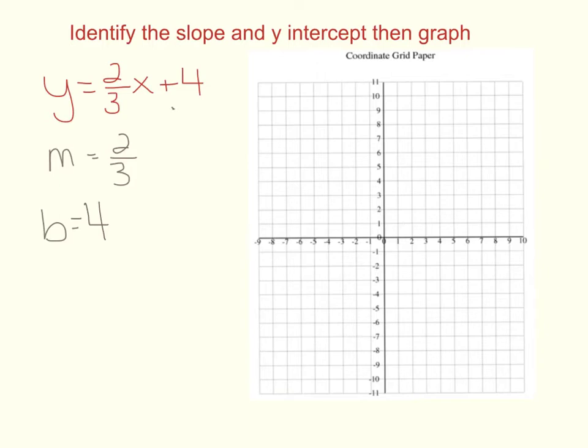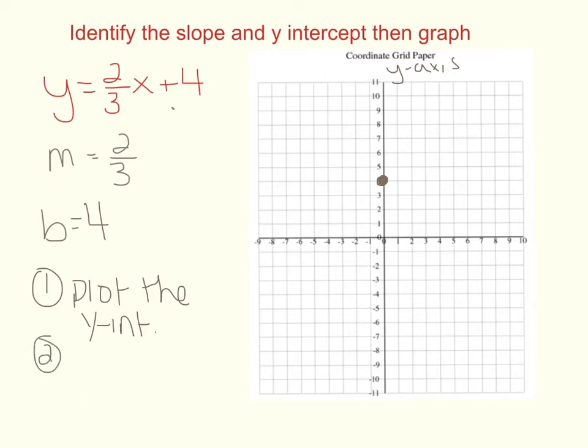Okay, so now when we go to graph this, the first step is going to be to plot the y-intercept. Well, y-intercept means that is just where it crosses the y-axis. So remember, this is your y-axis. So it crosses the y-axis at positive 4. So we're going to put a dot on 4.